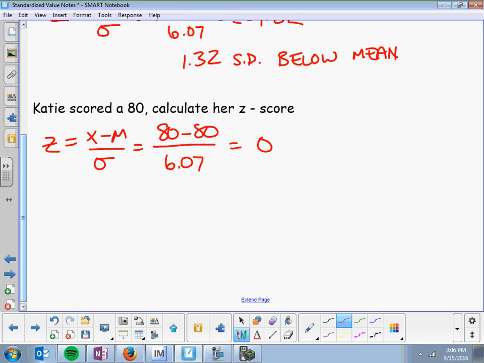So you have negative z-scores, which are below average. You have positive z-scores that are above average. And if your z-score is close to 0, that means you're really, really close to the average. Okay, useful applications of z-score.